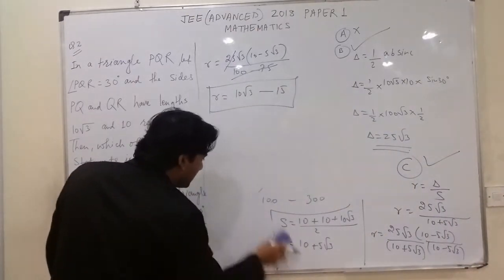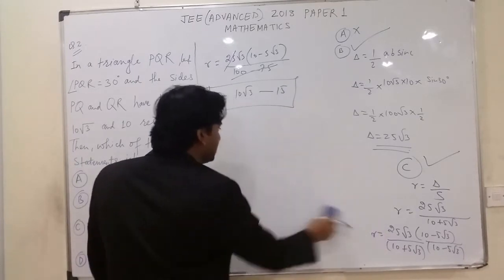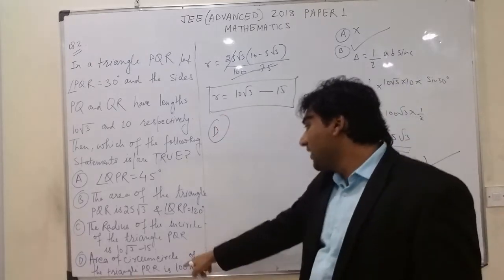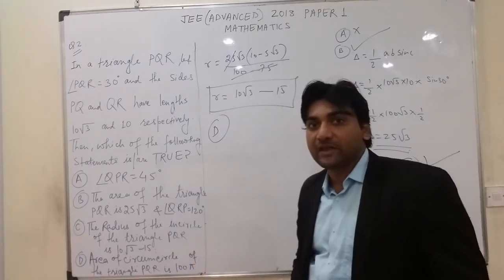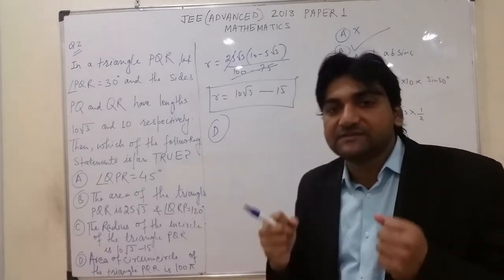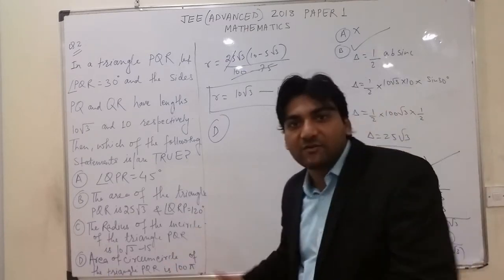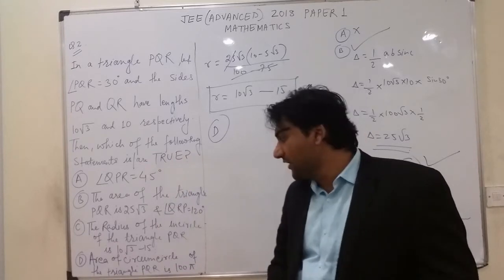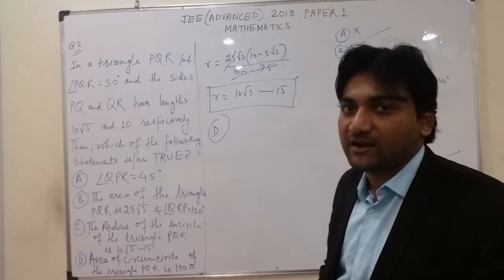Now we will check option D. What is option D? We have to understand. Area of circumcircle of the triangle PQR is 100 pi. It means right now we need to find area of circumcircle. It means we need to find circumradius. Once we have circumradius, then we will apply pi r square, and definitely we will get area of the circumcircle. So how can we find capital R?